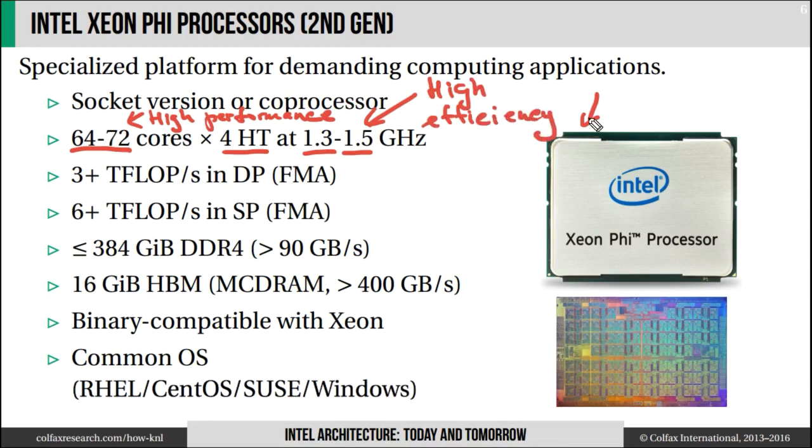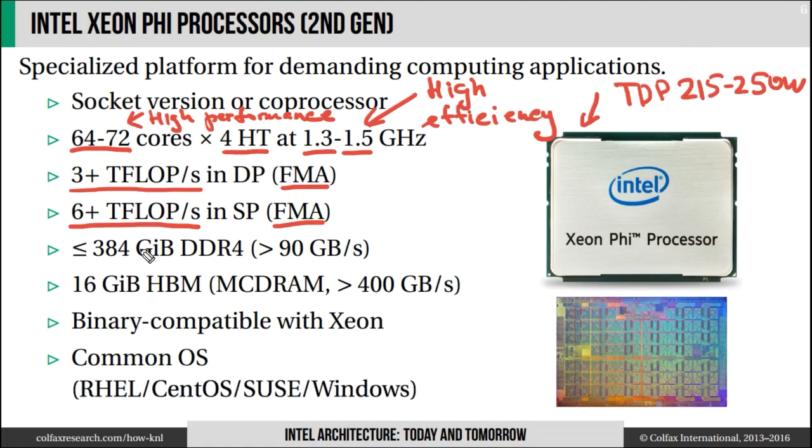And indeed, the thermal design power of most models of Xeon Phi processors is between 215 and 250 watts. The theoretical peak performance of a single chip is over 3 teraflops per second in double precision and over 6 teraflops per second in single precision. This is for the fused multiply add operation, FMA. This operation is relevant, for example, to the high-performance LINPACK benchmark.